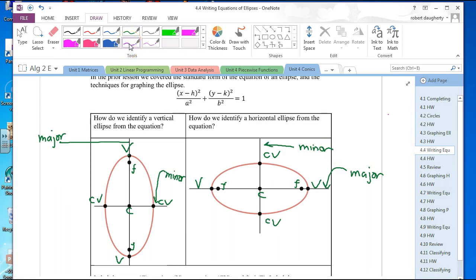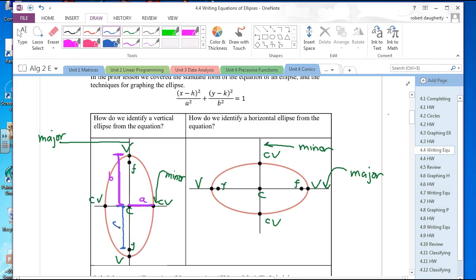Now, by our definition, what is the distance that I draw right here in purple? What is that distance in our formula? That is A. Okay. And then what is the distance from there to there? That is B. Okay. What is the distance from here to here, from the center to the focus? That is C. Okay. So you just really got to know all of these little pieces.